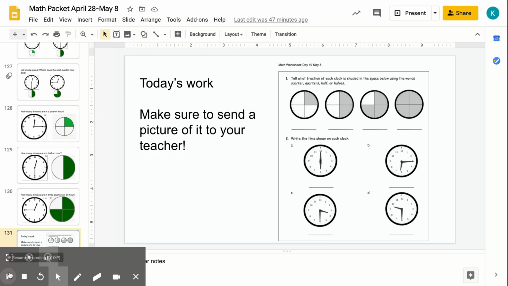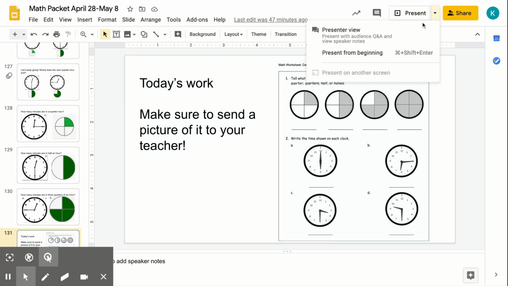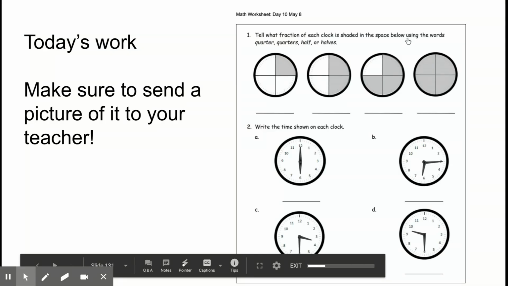Let's pause here. Let's take a look at today's work. Today, you'll be doing what we just did, talking about what fraction of each clock is shaded, using the words quarter, quarters, half, or halves. Remember, quarter is a fancy word for fourths.